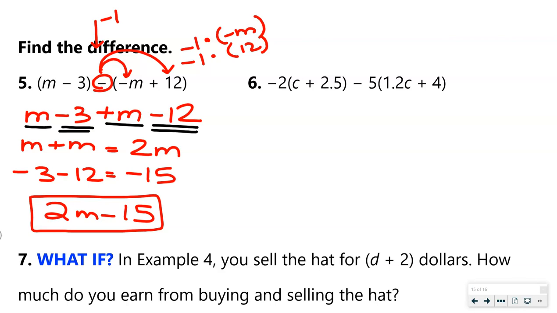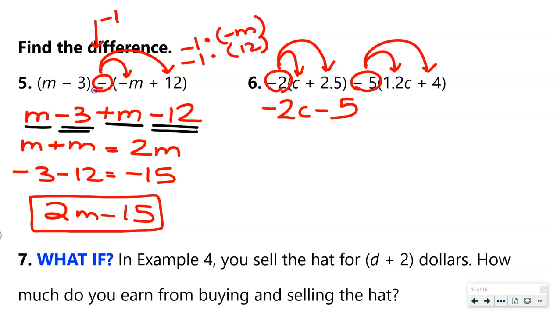We're going to go ahead and distribute this whole negative 2 right there. So it's negative 2c plus, negative times a positive is a negative, right? And so 2.5 times 2 is 5. And this negative 5 is going to be multiplied out right there. So 1.2 times 5. Everyone's got to love decimals. So 10, 5, 6. Right?